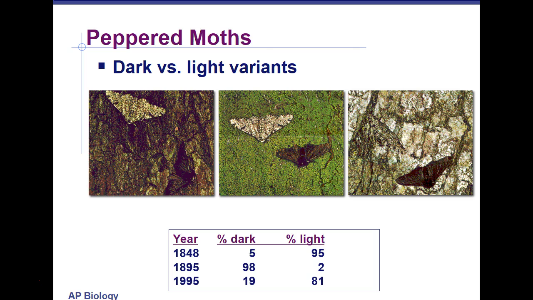Well, we can ask a question about this. Why did the percentages of dark and light moths change so dramatically over this 150-year period? I bet it's not going to surprise you when I say that the answer is natural selection. Well, a little bit of artificial selection thrown in, as you're about to find out.